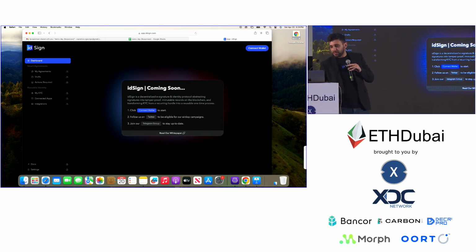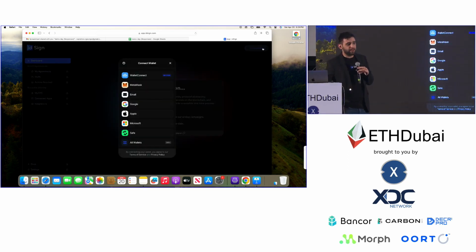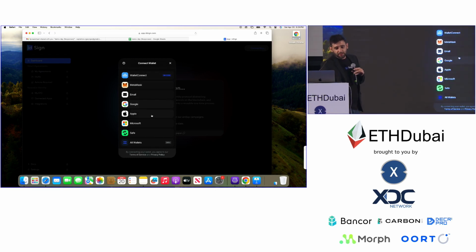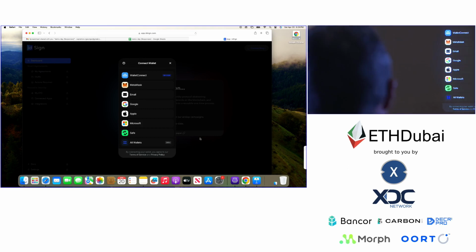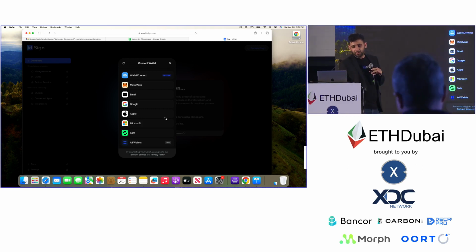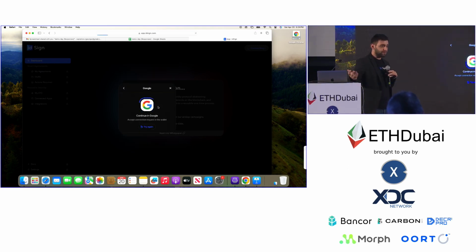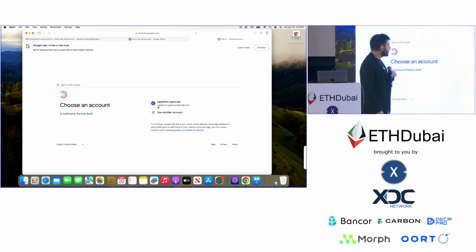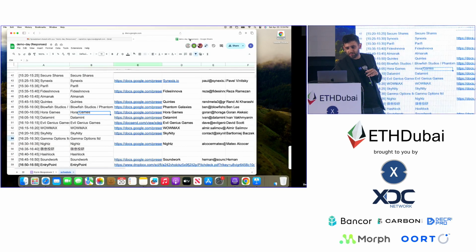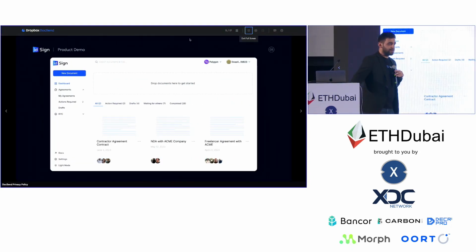And you can just click Connect Wallet like everyone is used to. You have your MetaMask, WalletConnect. If you are a company that is using multi-sig, you can use Safe, but if you're someone, you can just use Google and you will get a wallet. So now I will not show it because this is not my laptop, but you can try it out.